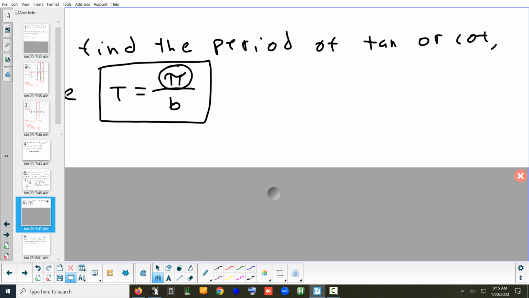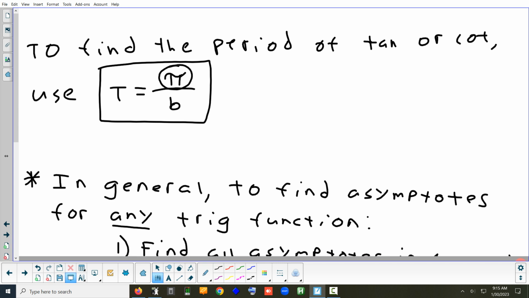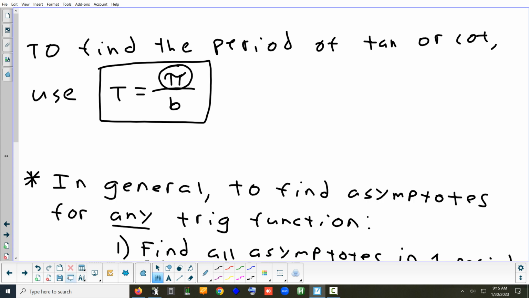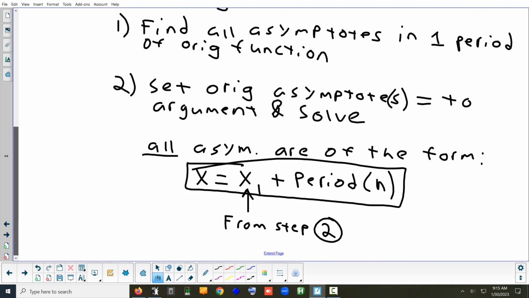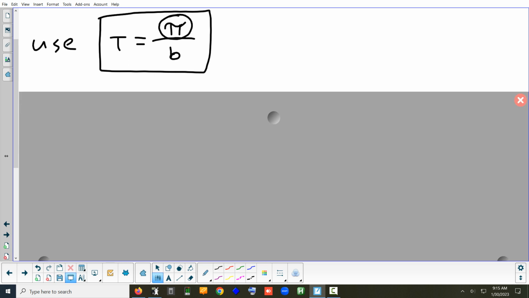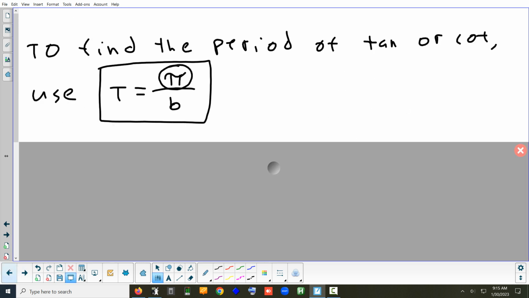I'm going to come back because there is something else I want to write down on this page, but it's going to make more sense to write it down after I show you something else. So I had it in the notes next, but we'll come back. Okay, does everybody have that formula?